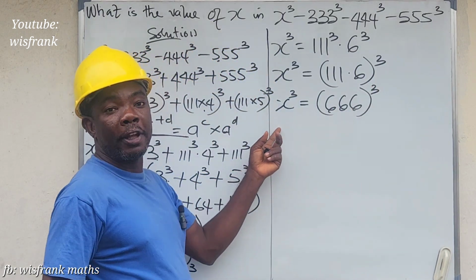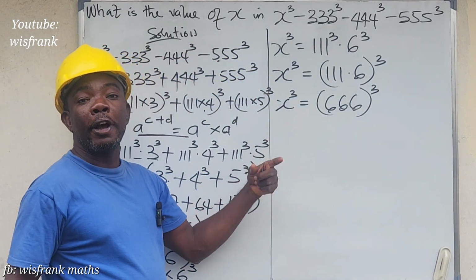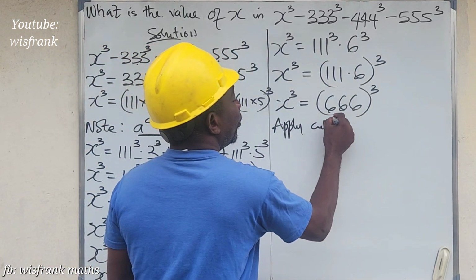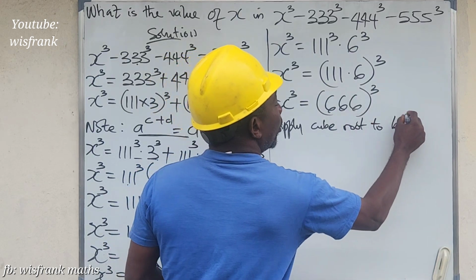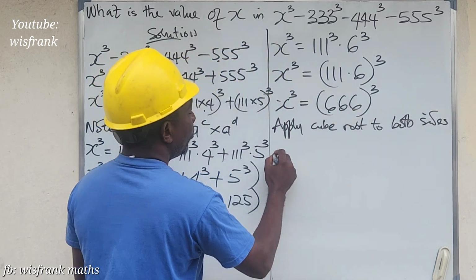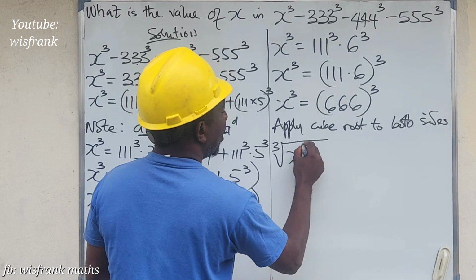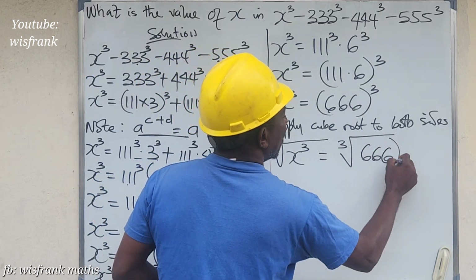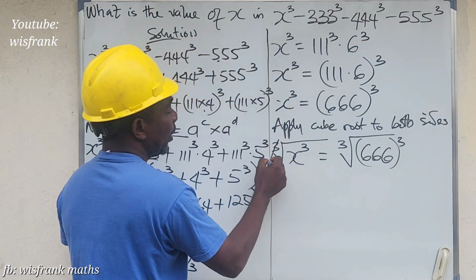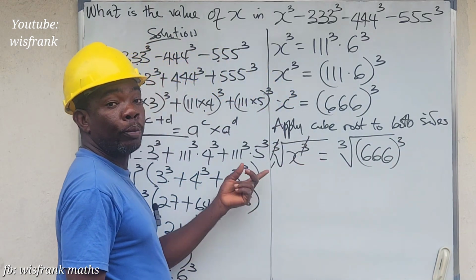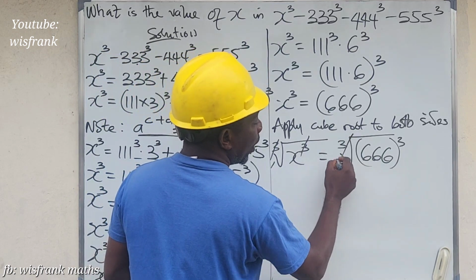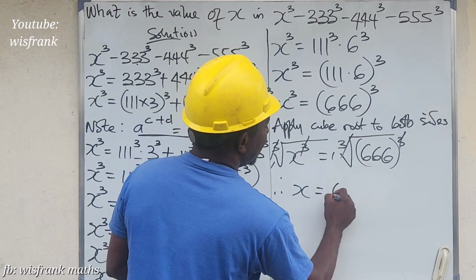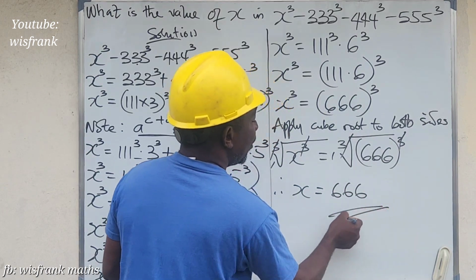So for us to find the value of x in this equation, we need to find the cube root of both sides. So we say apply cube root to both sides. So this will become cube root of x to the power of 3 equals cube root of 666 all to the power of 3. In this case, the cube root will cancel the power of 3 on both sides. Therefore, our x equals 666. So this is the value of x that satisfies this equation.